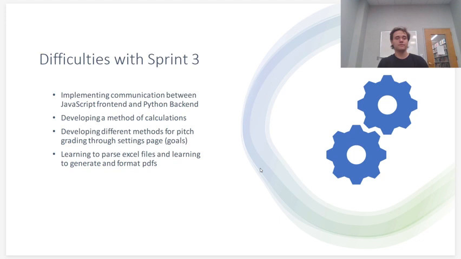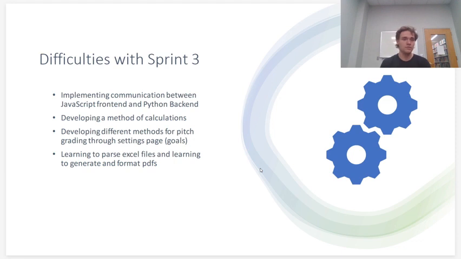So, some difficulties we had with Sprint 3. One of the big ones was implementing communication between the JavaScript front end and the Python back end. We had a pretty easy job getting both ends set up, but communication was tough, at least for me, because it was new. Working with some of those libraries to work with React, we had some unknown issues that were our first times dealing with those as well.